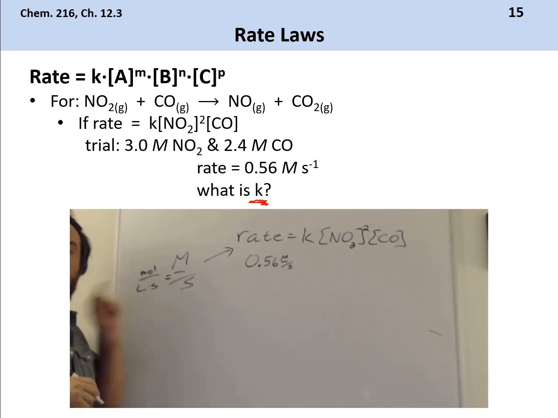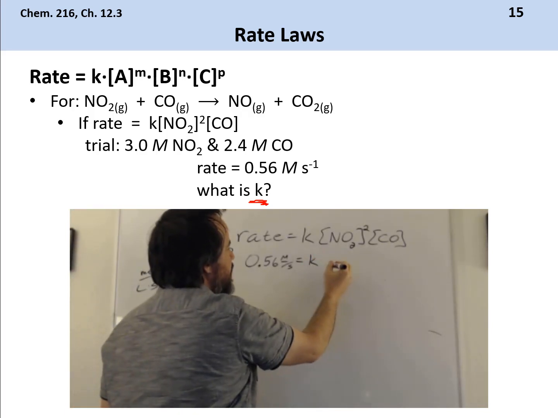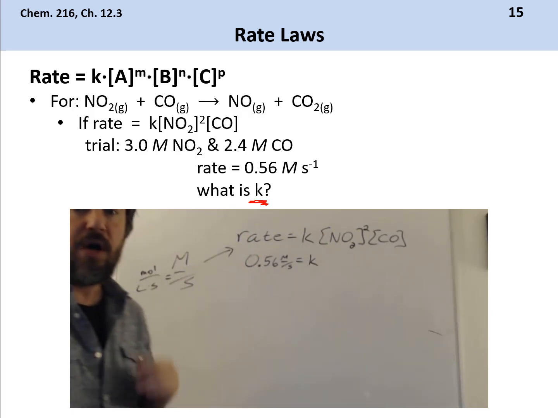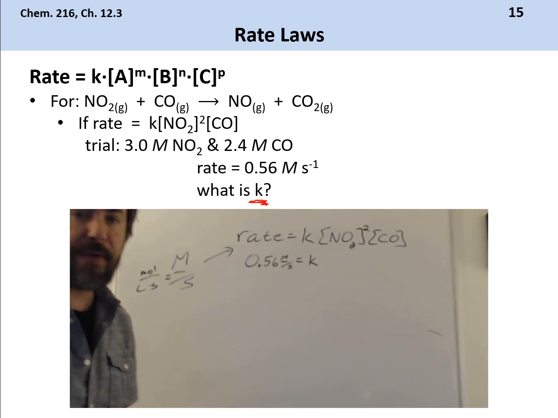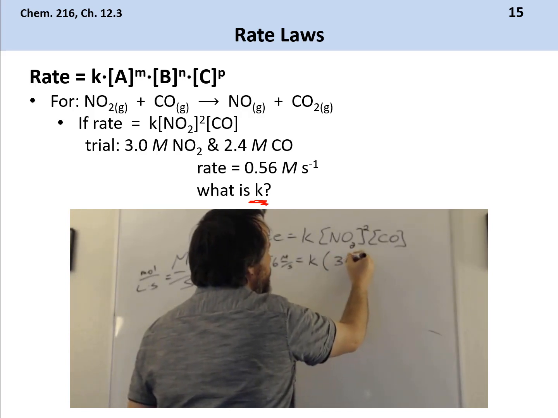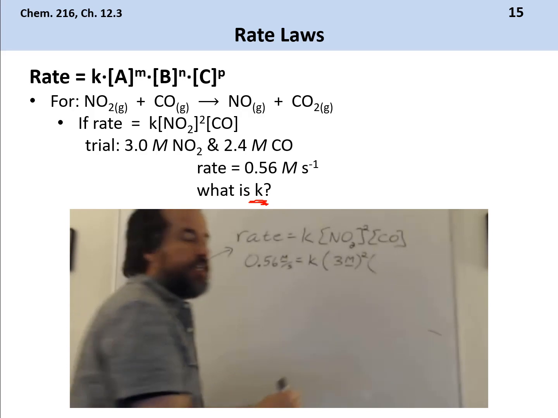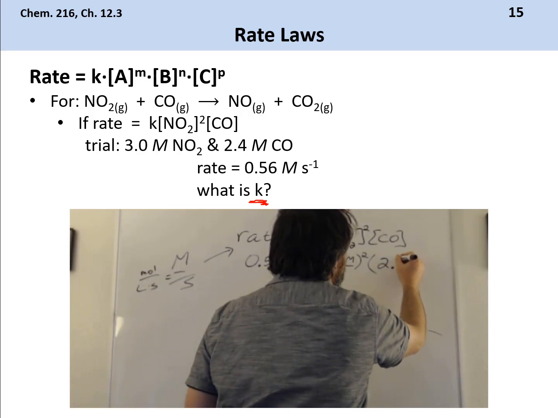Just get used to that. You'll always see that. Okay. So we have rate equals K times NO2 concentration squared times my concentration of CO. Concentrations, what we're going to be working with, are always in molarity. This will be 3 molar squared times my concentration of CO.